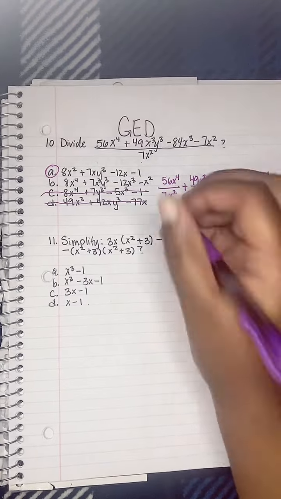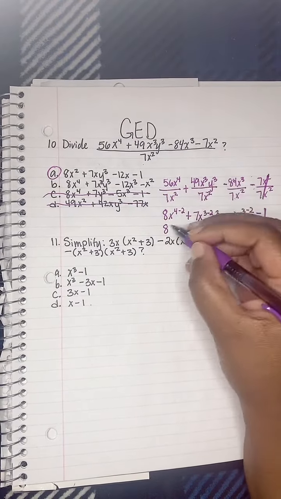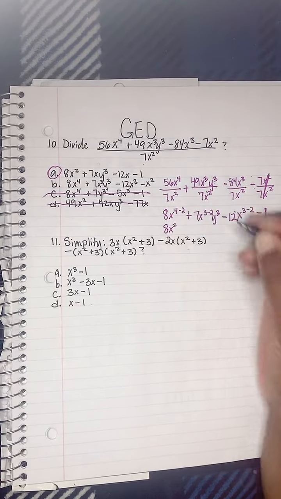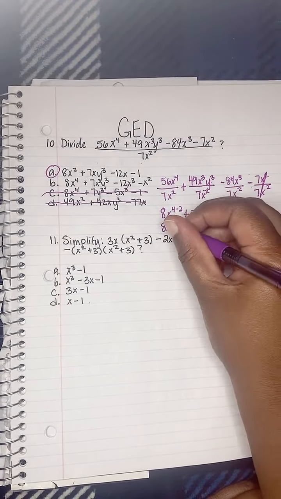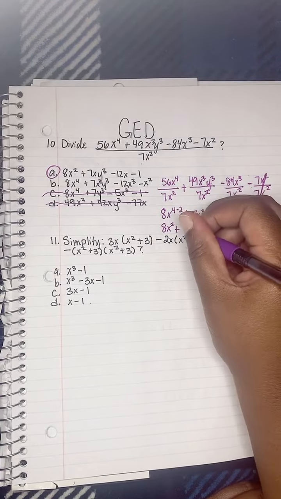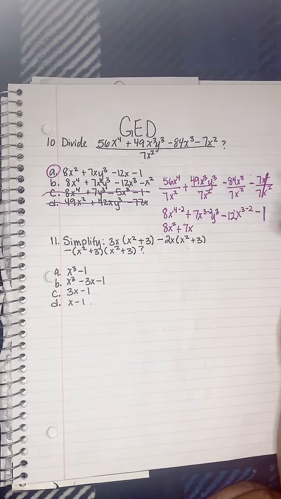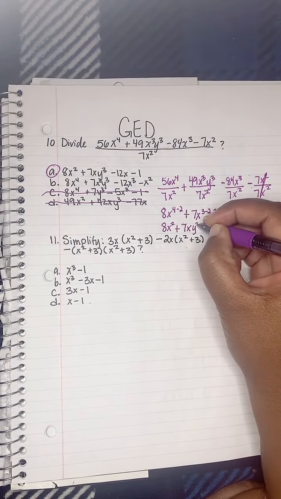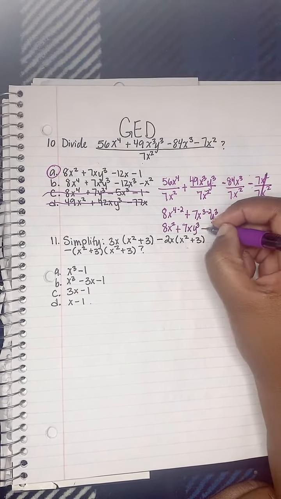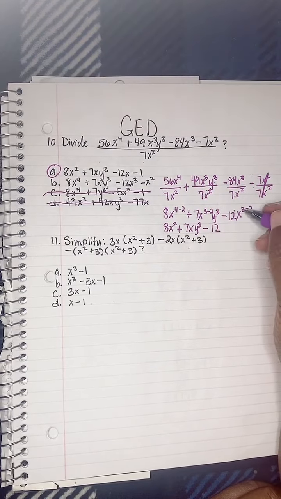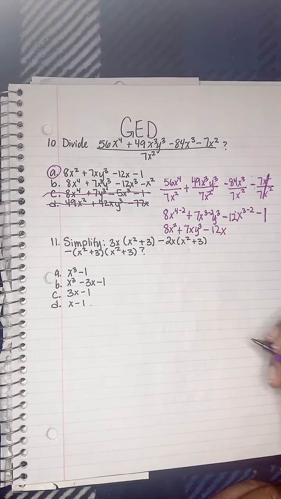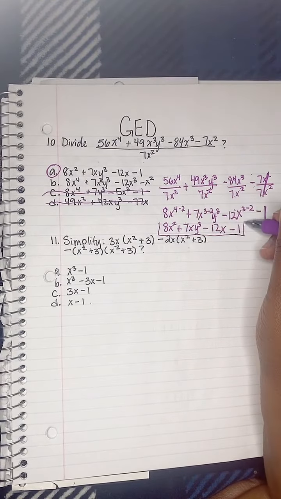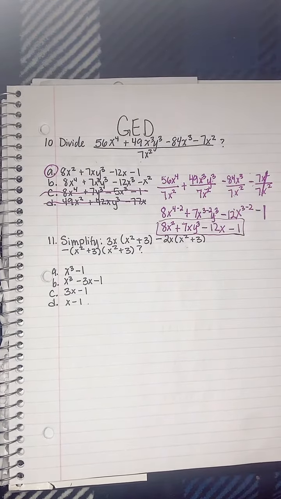But let's actually do it out. So we get 8x, 4 minus 2 is 2. Plus 7x, 3 minus 2 is 1. So we're just going to leave that. And then we have to attach this y to the third. Minus 12, 3 minus 2 is just x. And then we have the -1. And this is our beautiful polynomial.